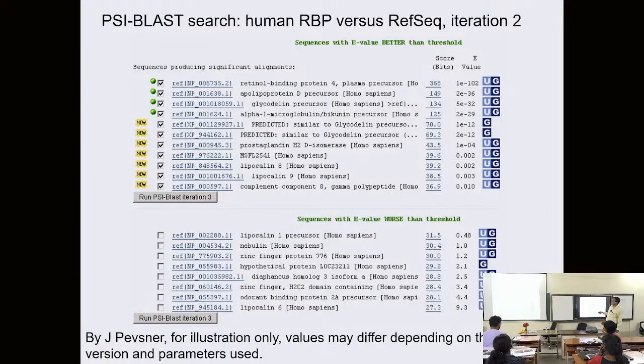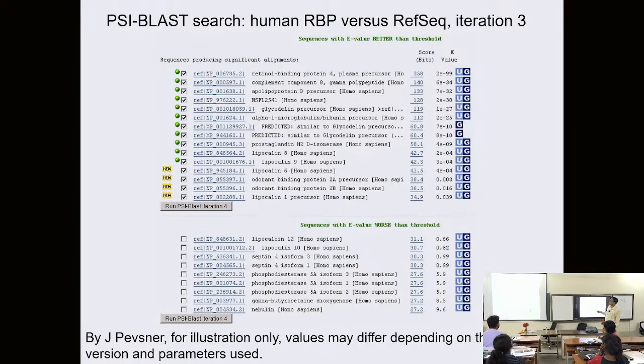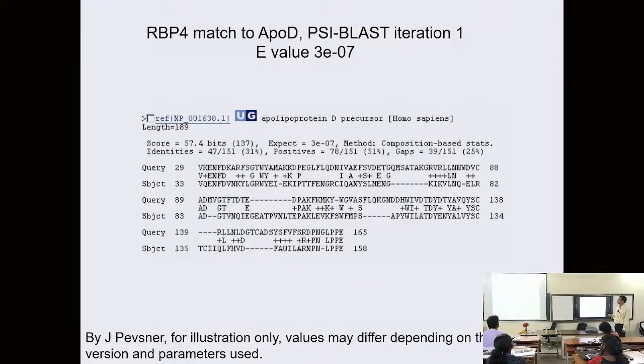So next, iteration 3. You can see now the E value for complement component 8 gamma is 10 power minus 34. It improved quite dramatically. So it seems like this is a powerful model for identifying distant homologs.